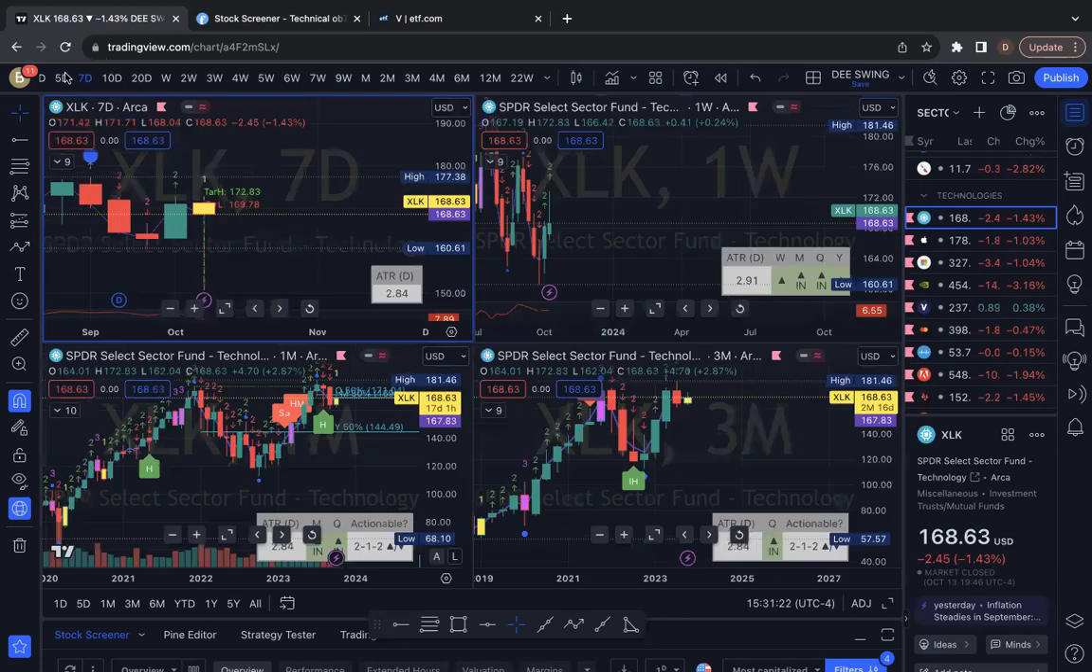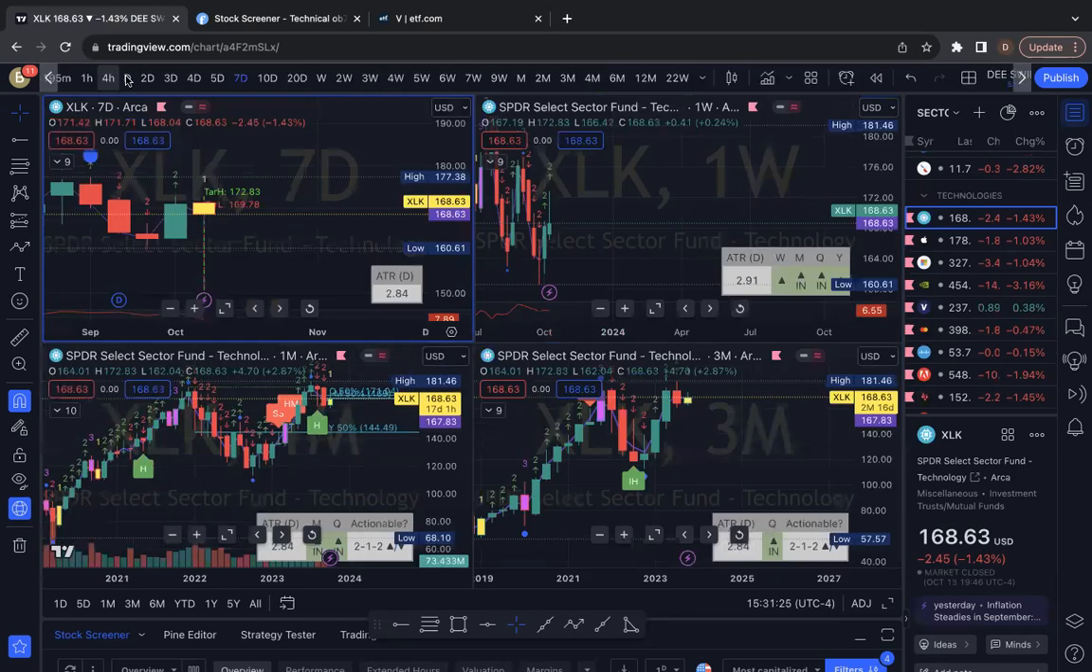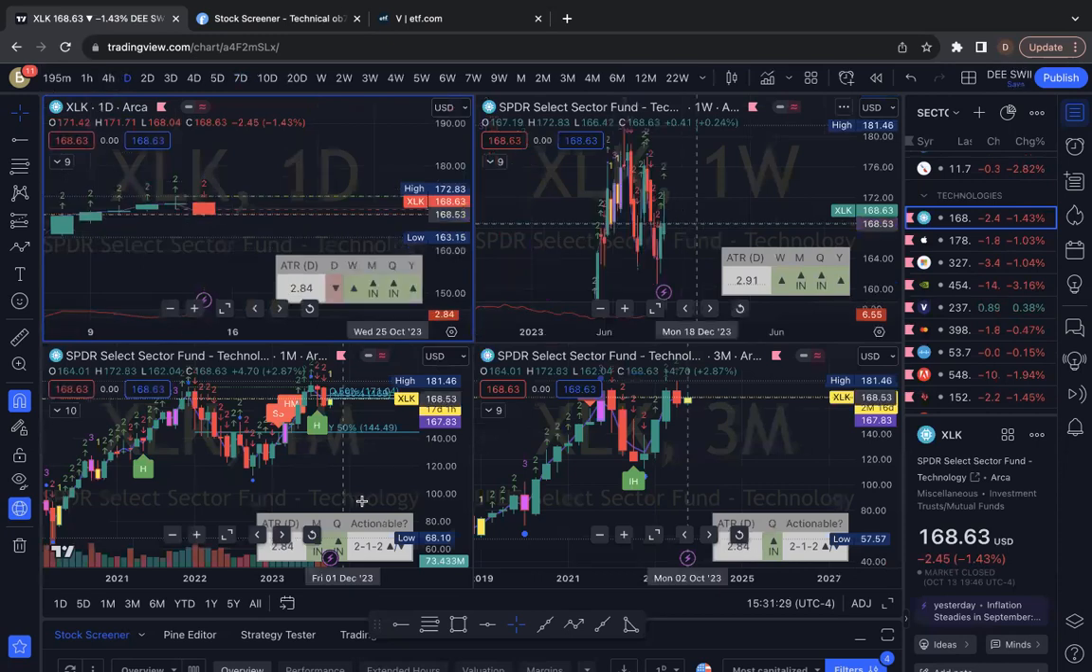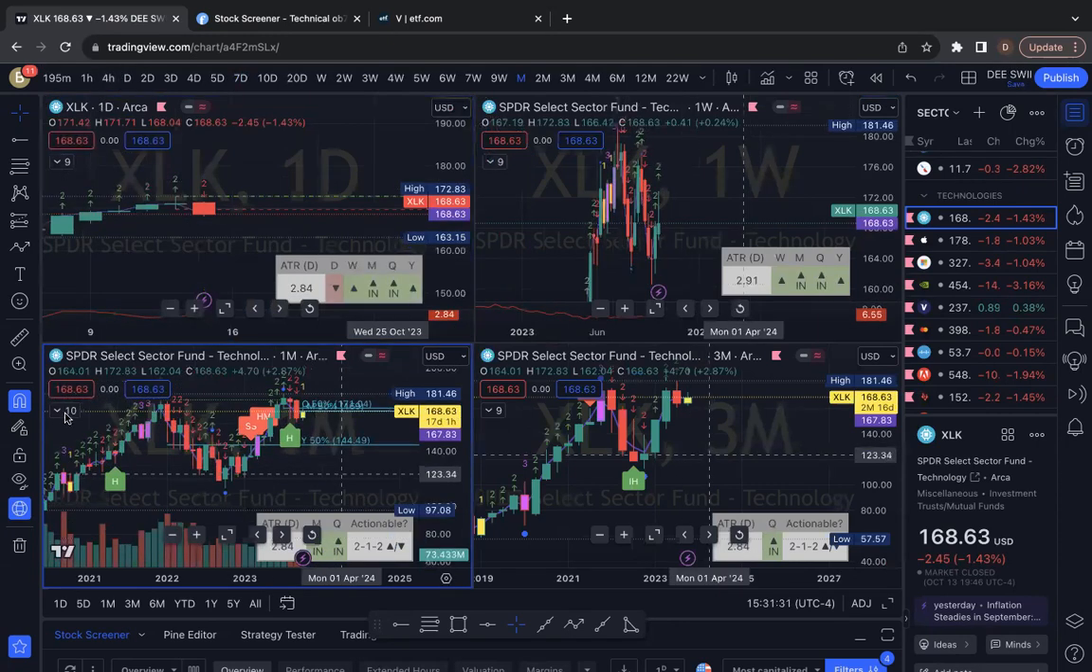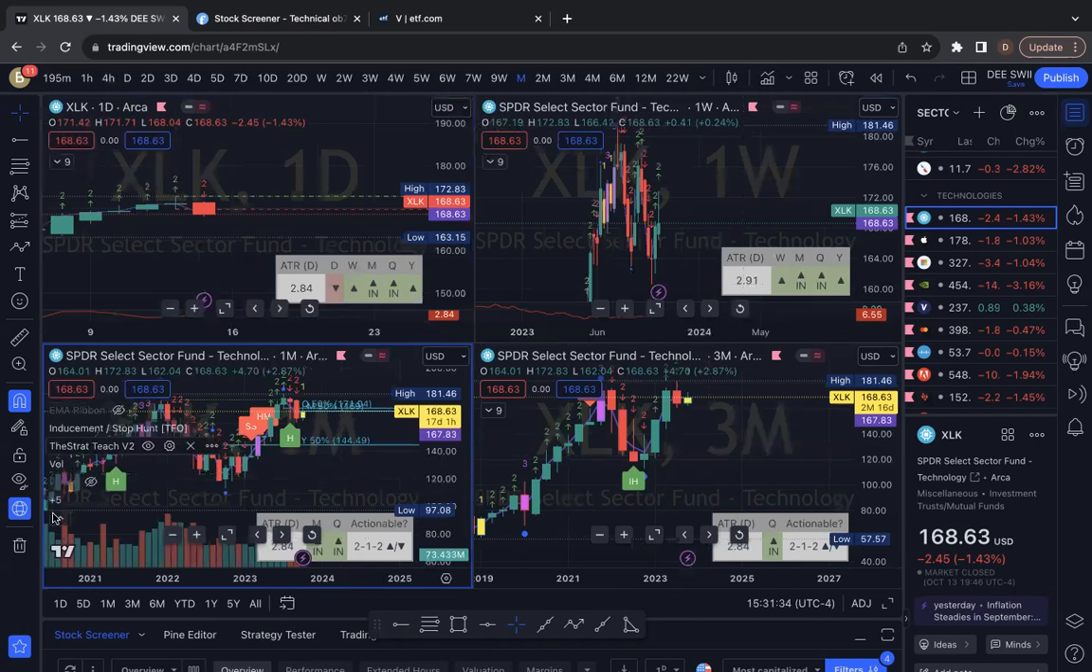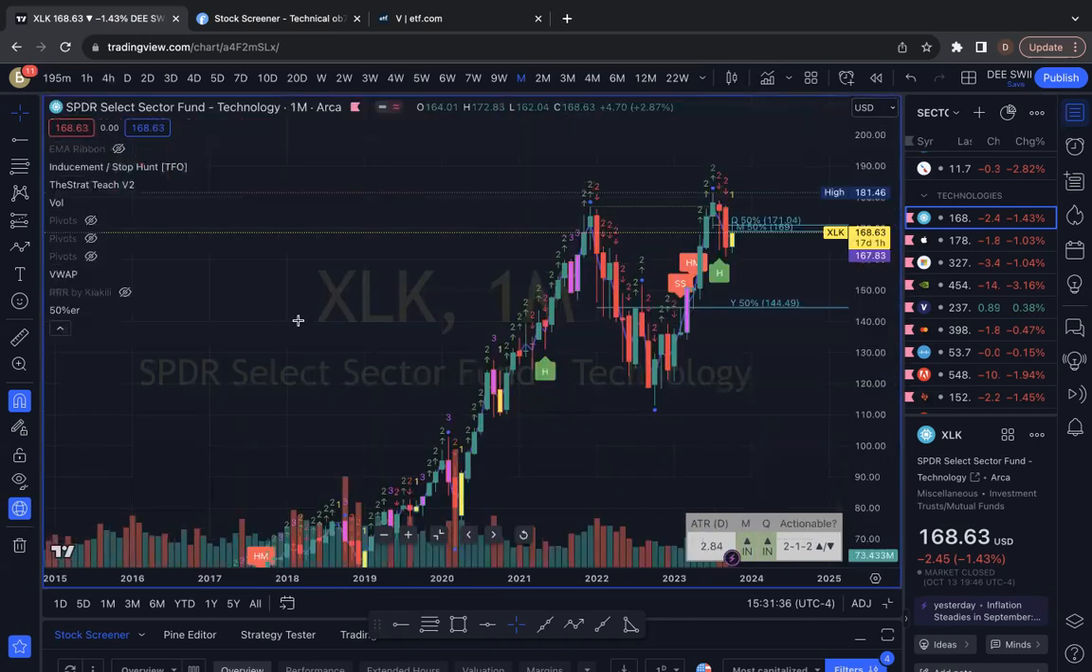And I'm gonna set this to the daily. Set that to the weekly. Set this to the monthly. And this is exactly how I would be setting up my charts. Literally every weekend, every day. This is exactly how I would set everything up.